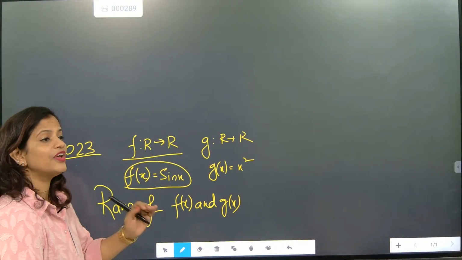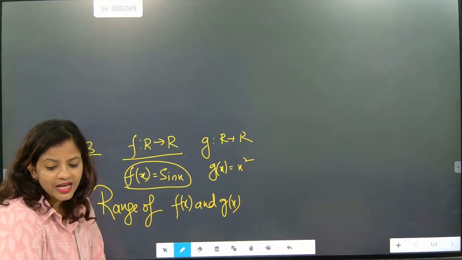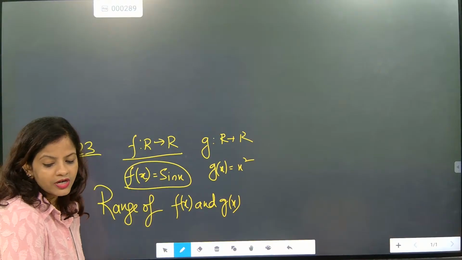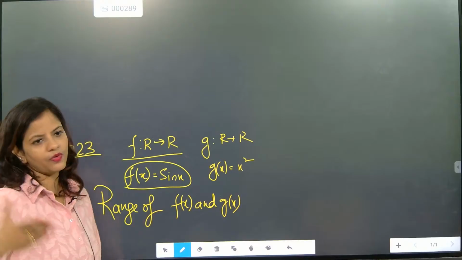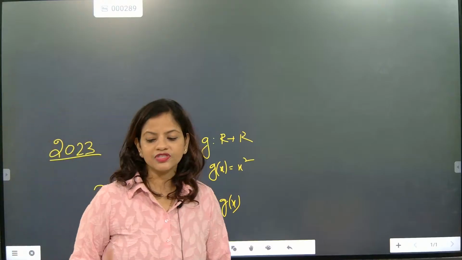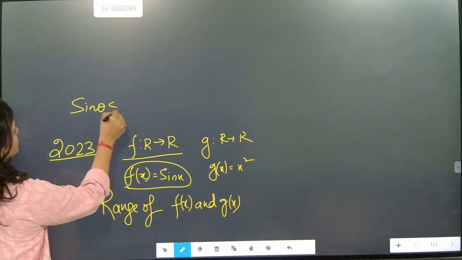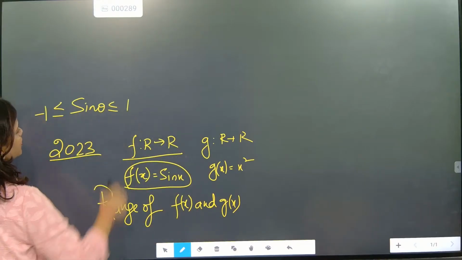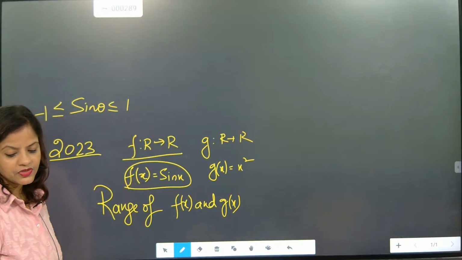You know, it's very well known that the input can be a set of real numbers. But what can the output be? The output can be from minus 1 to 1, because the maxima and minima of sine theta come as minus 1 to 1. Understood? So here, minus 1 to 1.